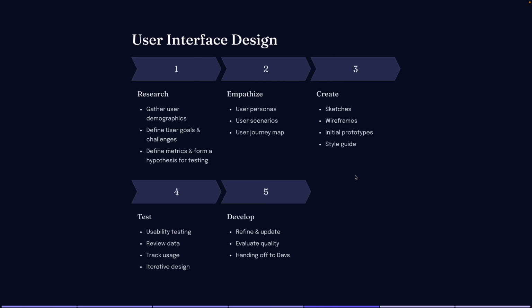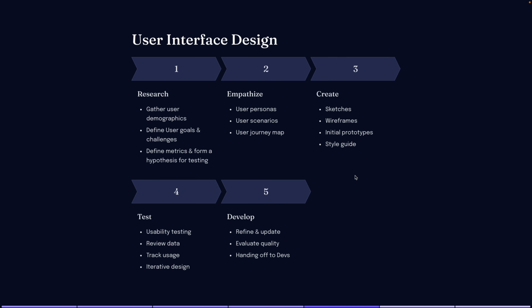As you can see, each of them has a number right on top of it, because this is a step-by-step process, and this is one of the things we will really get deep into when we talk about UI design. So these are 5 different stages, starting from research to empathizing to creation to testing and then to developing. So there's the research, right?